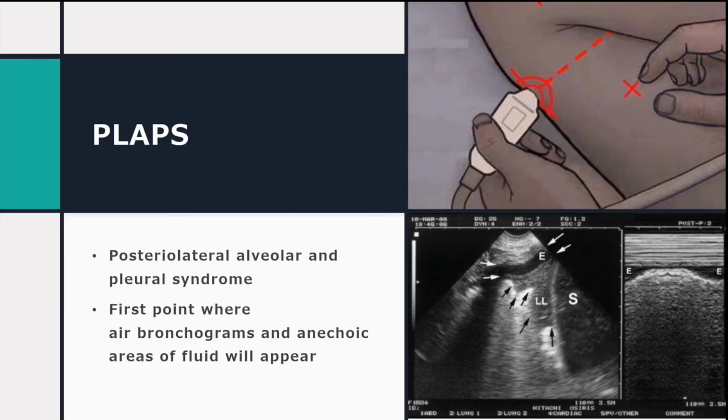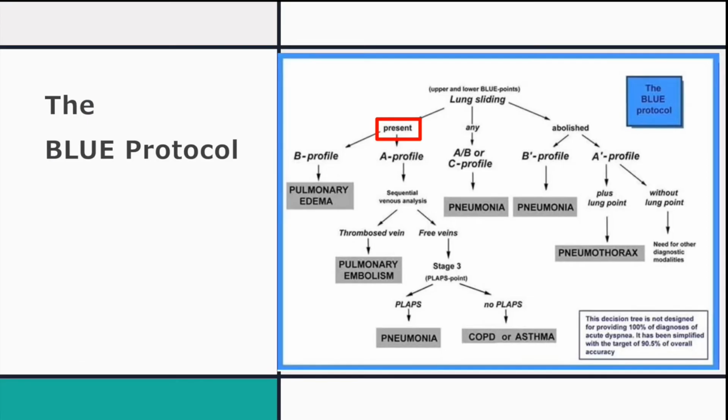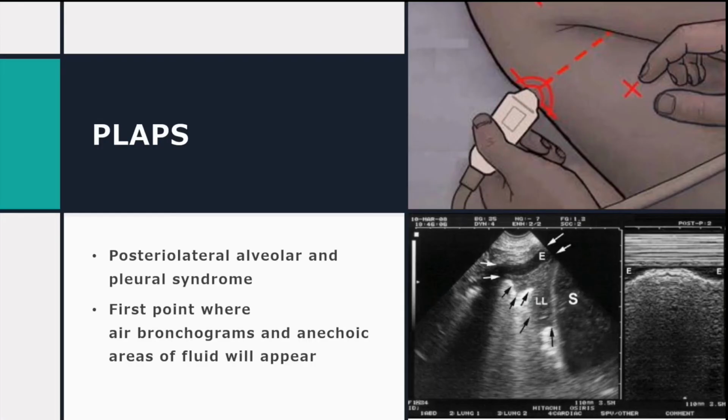And then the PLAPS point, so not to jump around too much, but if we're going back, just to keep everyone on the same page, we've come down here, we did our DVT analysis, and then we didn't see anything. Every vein was compressible as our survey went on. So now we've seen free veins. Now we're down to the last branch point really in this A profile side. And now we're looking at the PLAPS.